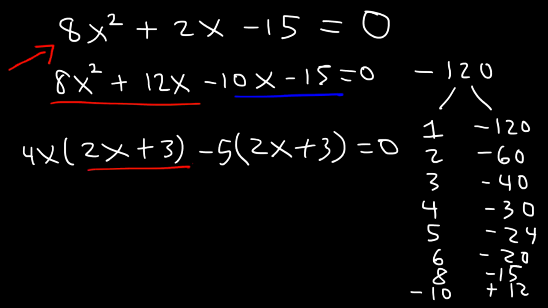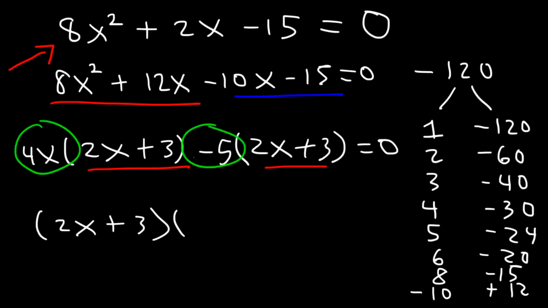Now, if you get two common terms, that means you're on the right track. You can write it once in a parentheses in the next line. Now, the stuff on the outside, 4x and negative 5, that's going to go in the second parentheses. So that's what we have.